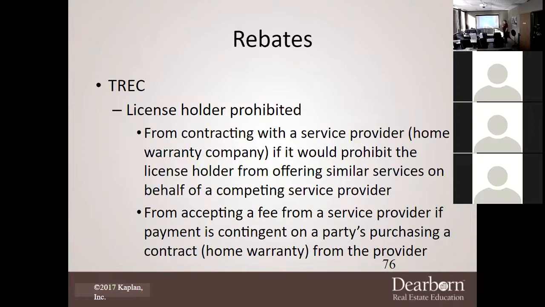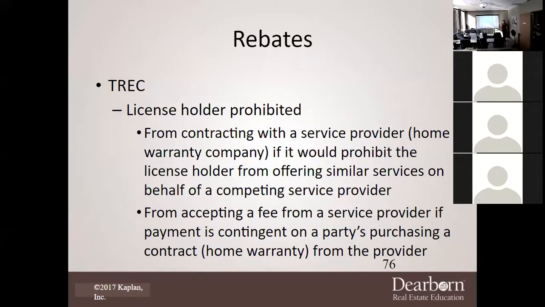Now, in regards to TREC, in regards to rebates, the license holder is prohibited from contracting with a service provider such as a home warranty company if it would prevent or prohibit the license holder from offering similar services on behalf of a competing service provider. Okay, let's go ahead and read the next one. It also prohibits the license holder from the acceptance of a fee from a service provider if the payment is contingent on a party purchasing a home warranty contract from the provider.